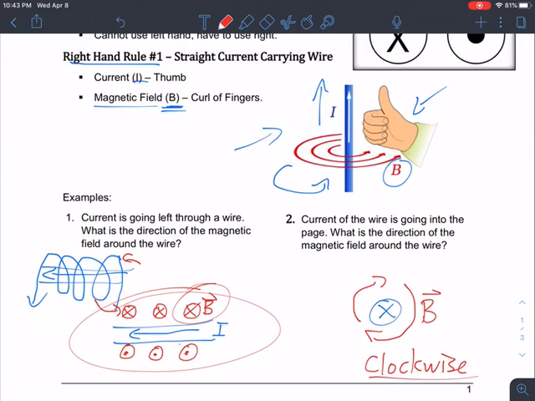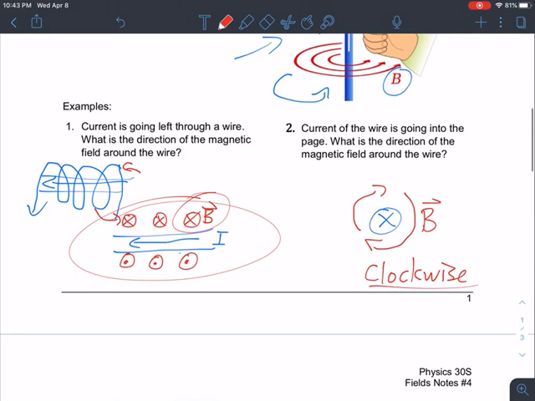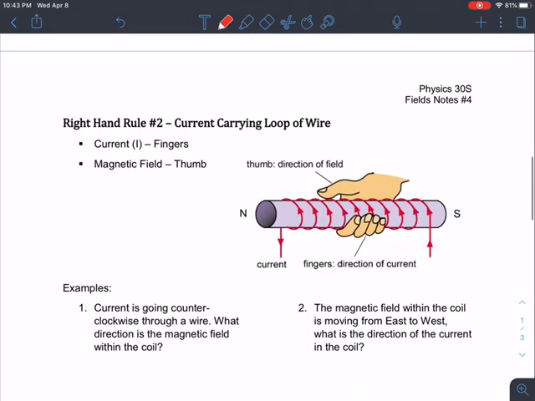But then he realized that this was super weak. Okay, the magnetic field is super weak. It could hardly even affect a compass. And so he's like, how could I enhance this? And so what he did is he started coiling wire around. And as you coil it, the magnetic field starts to build on each other, and it gets stronger. And so this is super important.